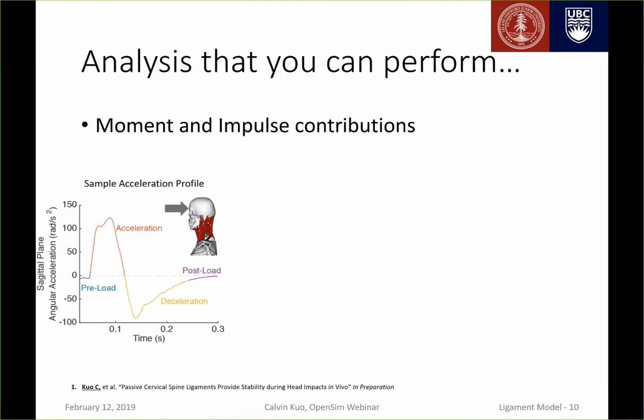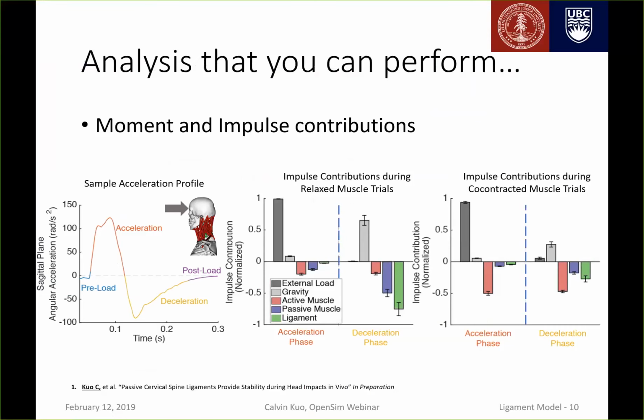This is an example of an angular acceleration profile that shows a clean acceleration phase when the head is impacted and accelerated into motion. This is followed immediately by a deceleration phase where the neck soft tissue structures are stabilizing the head back to rest. With these phases defined, we computed the moments and angular impulses produced by the external force, muscles, and ligaments during the acceleration and deceleration phases of our impacts.